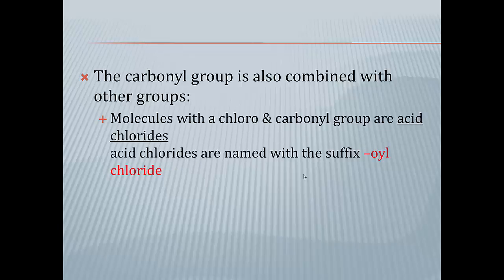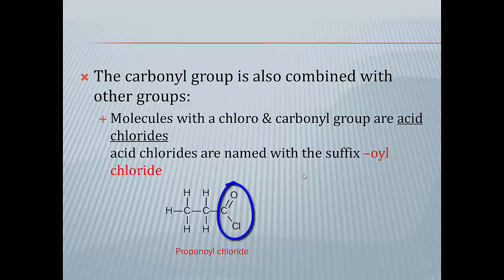Molecules with a chlorine and a carbonyl group are acid chlorides. Acid chlorides are named with the suffix -oyl chloride. So with a 3-carbon molecule, this would be propanoyl chloride. And with a 2-carbon chain, this would be ethanoyl chloride.